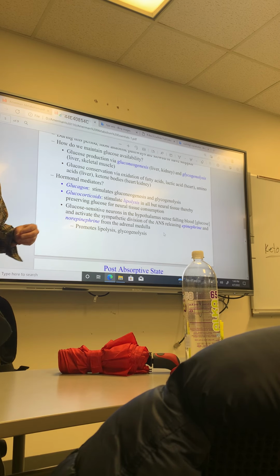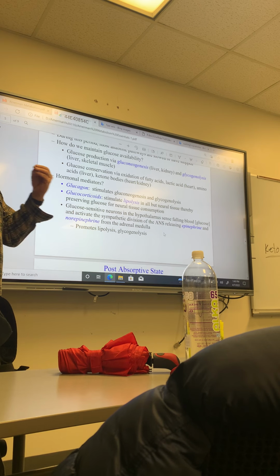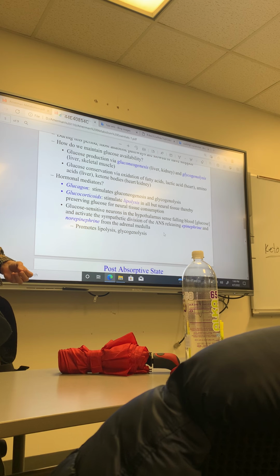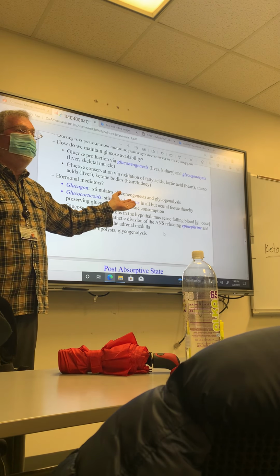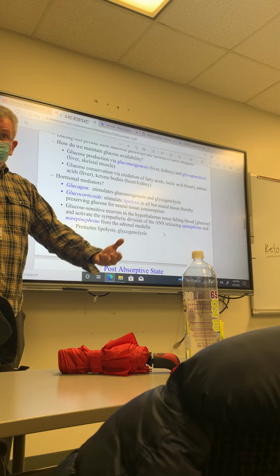So would glucocorticoids be released when you are in the absorptive or post-absorptive state? Post-absorptive. Does it make sense they'd be post-absorptive because they're trying to stimulate the breakdown of lipids? Yes. So that you're using that as a fuel.